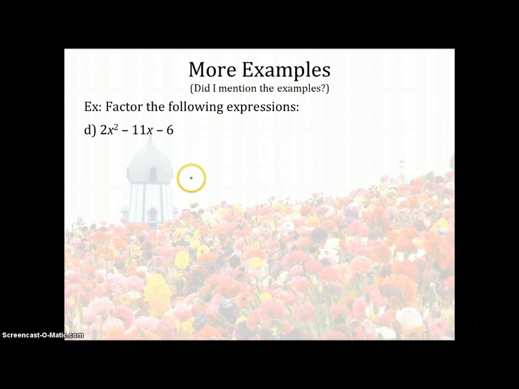Now let's try some slightly different examples. Notice here the difference between our last slide's examples and this one is that we have a number out front of our x squared term. So here we want to make sure to find the factors of that, which are only 2 and 1, and we need to take those into account when doing our x terms. So here 2x and 1x, because those are our factors of 2.